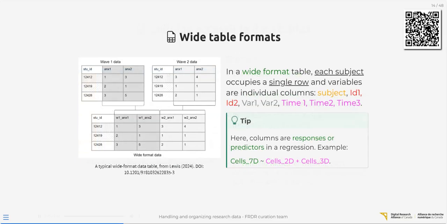Now let's talk about table formats, starting with wide format tables. In a wide format, each subject occupies a single row, and each variable is placed in its own column. You might have columns for subject IDs, different variables like var1 and var2, or repeated measurements at different times, such as time 1, time 2, and time 3. This structure is often used when preparing data for regression models, where each column can serve as a response or predictor. For example, you might model cells_7D as a function of cells_2D and cells_3D values collected across different time points.